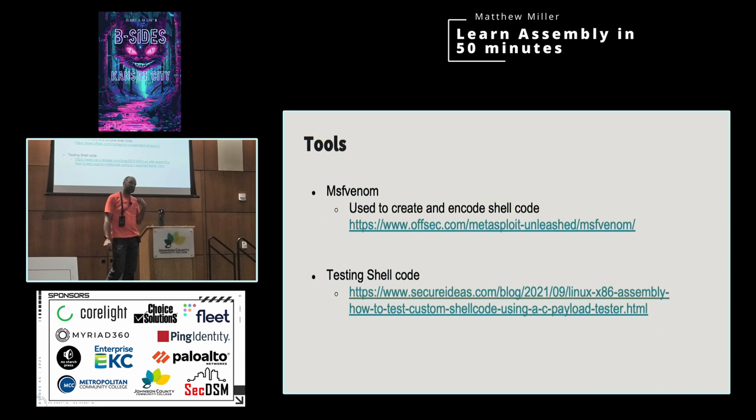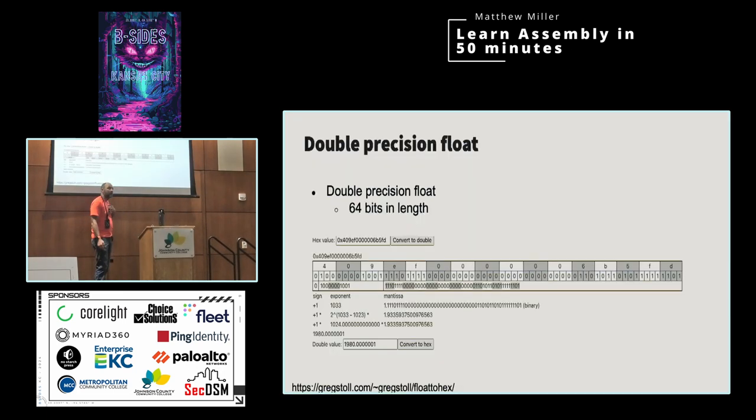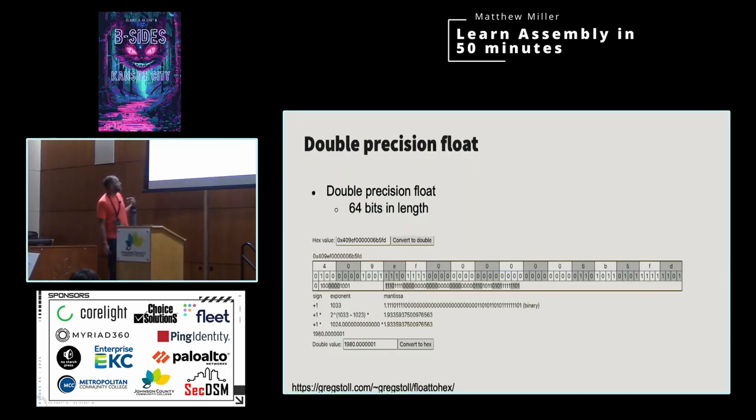So what I did is I used MSFvenom, the evolved version of generating a payload and encoding it. That's what MSFvenom does. And then there is a guy that wrote a really nice shellcode tester that just executes some shellcode, so I used that to test it. And so this is my example. I'm actually going to use floating point, so I'll try and get done here in time.